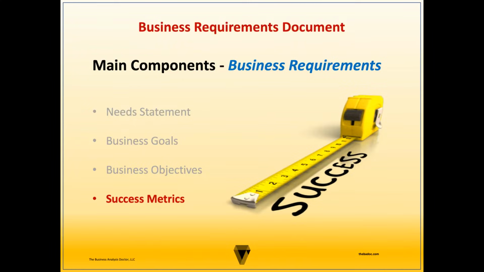The last component for business requirements is success metrics. These are indicators that are measured in order to assess the factors that have the greatest impact on the project's success. Business objectives indicate the progress toward meeting the overall business goals, while success metrics are the elements that get measured to indicate the progress towards meeting those objectives.